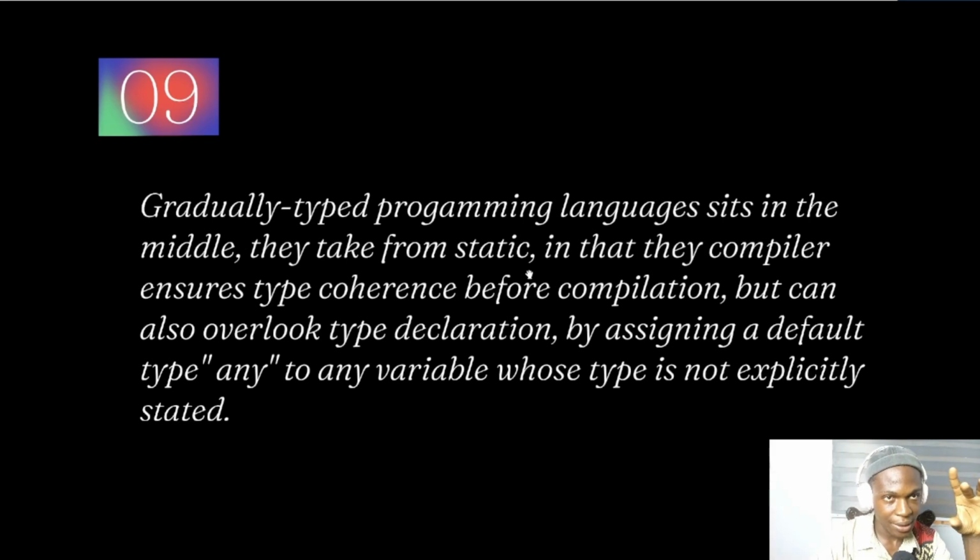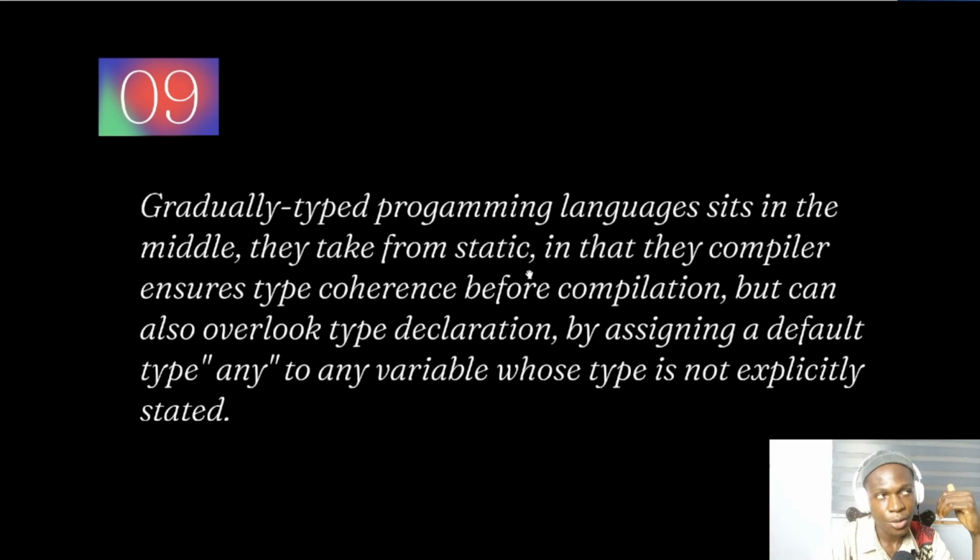What is a gradually typed programming language? We've explained the type that we're talking about here, which is type checking. The type behind gradually typed is actually type checking. So when we say gradually typed, we're saying that type checking for this particular language occurs gradually. Now, for a static programming language like C++, if you're going to declare any variable, you first have to tell us what type that thing is.